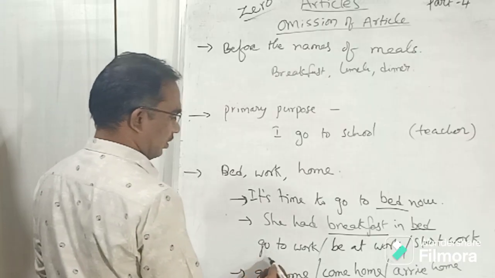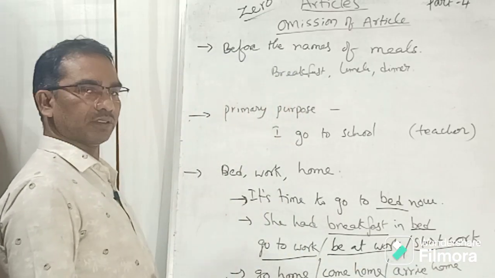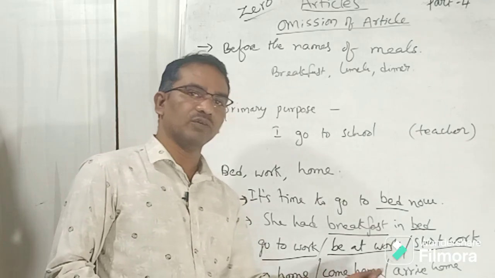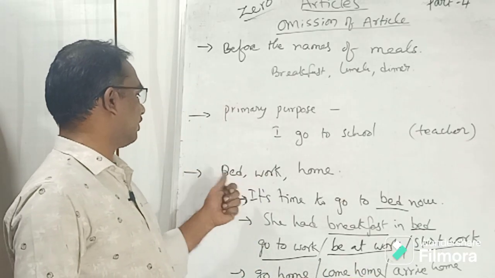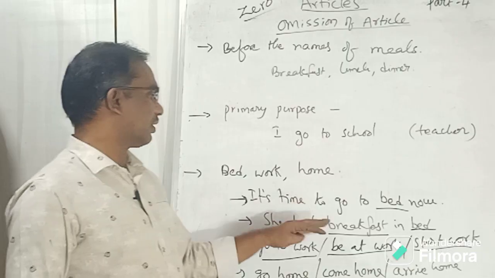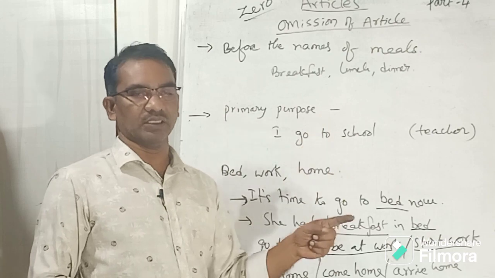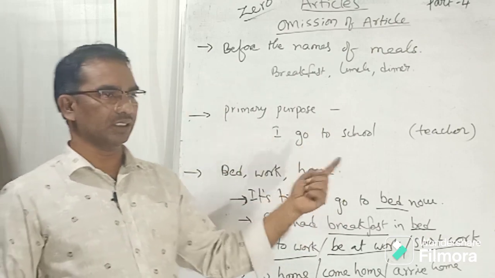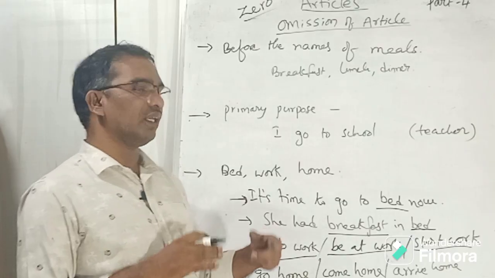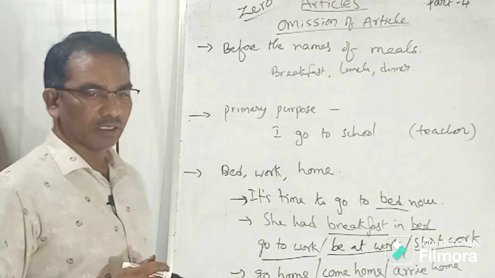Next one, work: go to work, be at work, start work, no article is used. In the same way, after home also: go home, come home, arrive home. So before these words, bed, work, home, no article is used. But you can say the bed that you are sitting on is mine. The bed that you are sleeping, that you are lying down on, is mine. When you are specifically talking about something, then you can use the article the. Right. Let's see some more.